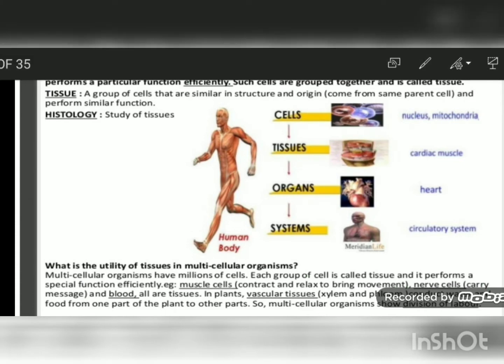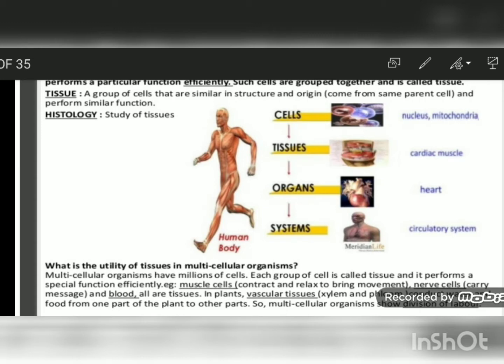What is the use of this tissue? So multicellular organisms have millions of cells, and each group of cell is called tissue, and it performs a special function efficiently. That is, muscle cells contract and relax to bring movement. Nervous cells carry messages, and blood carries oxygen, carbon dioxide, waste material, that is they do the function of transportation. Same way in plants also there are vascular tissue, that is xylem and phloem, they transport food and water.